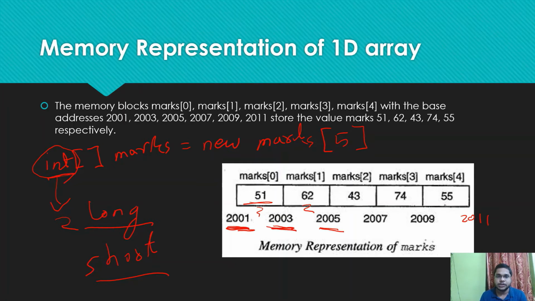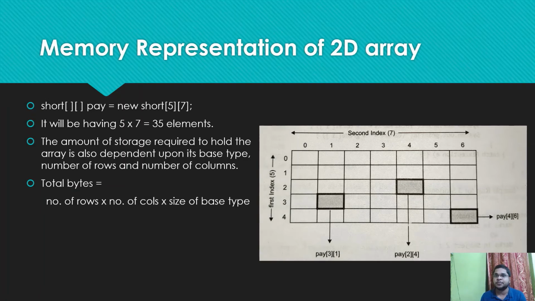Next, the memory representation of a 2D array. Let's take an example of short. Here I create a pie array, new short, where the number of rows and columns are 5 and 7 respectively. In this pie array, what is the total number of elements? That is number of rows multiplied by number of columns, which equals 35 total elements.